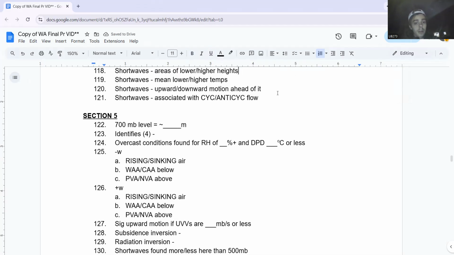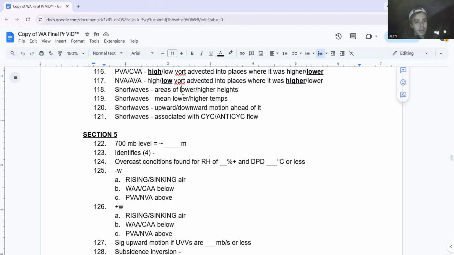Short waves are in areas of lower or higher heights? In areas where there were lower heights. Does this mean there will be lower or higher temperatures? Lower. Will there be upward or downward motion ahead of it? Upward. Is it associated with cyclonic or anticyclonic flow? Cyclonic flow.